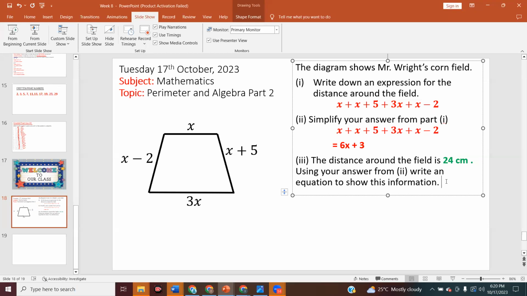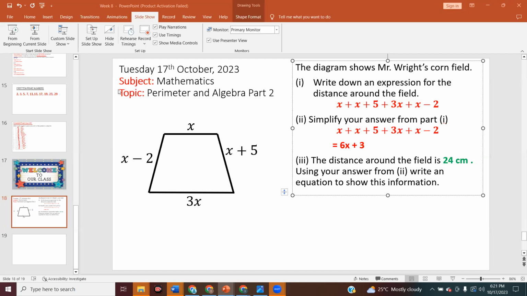All right, so only a few persons answered in the chat. Let me see what y'all have. 24 equals 6x plus 3. 6x plus 3 equals 24. Bria says 6x plus 3 plus 24. But why are we putting equal to? That's my question. Why would y'all put equal to?